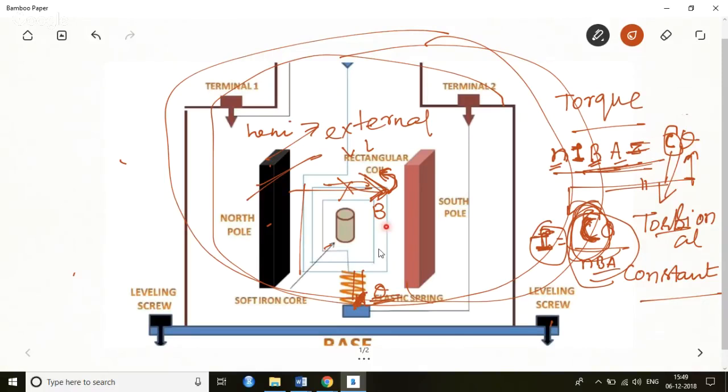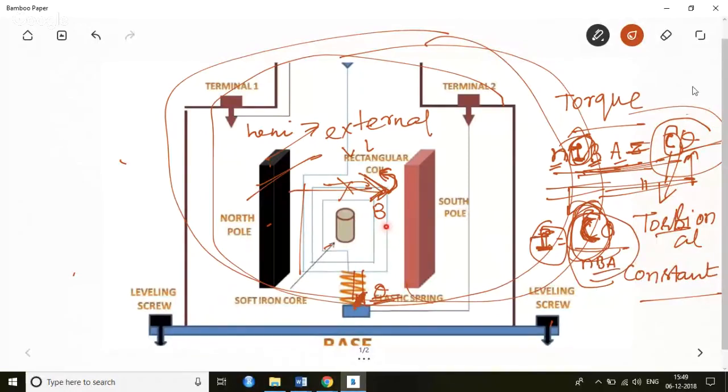Due to the torque, this will start rotating. As soon as it starts rotating, this particular spring will have a certain angle with the horizontal. So this is the formula NIBA, which has been given equal to C theta. So from here I know theta, I know C, so I can find out the value of I, that is how much current is passing through it. So as simple as that.